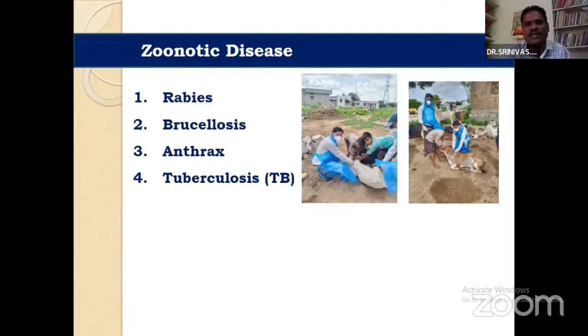So we should be careful about these diseases: rabies, brucellosis, anthrax, and tuberculosis. Because rabies, as you see, is common in cities, and also in stray dogs and pets. Almost all owners should vaccinate their dogs against rabies every year. We should be careful about these diseases.